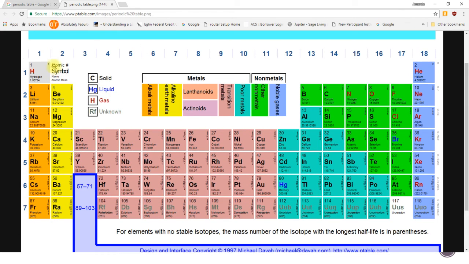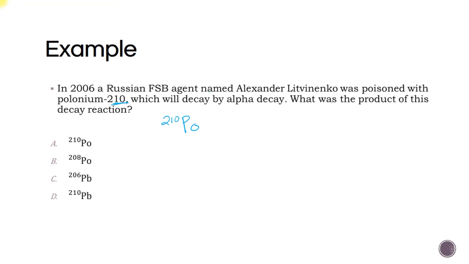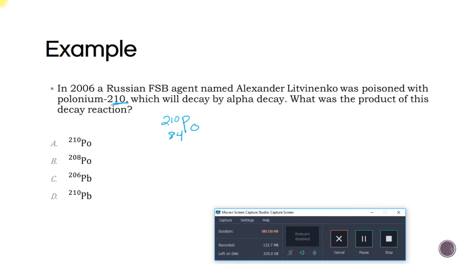So the key for this particular periodic table is up here. I wasn't sure which number is the atomic number, but they say the top one is, so we're going to use that. The atomic number is 84, so we're going to write 84 down here. That's what we're beginning with.